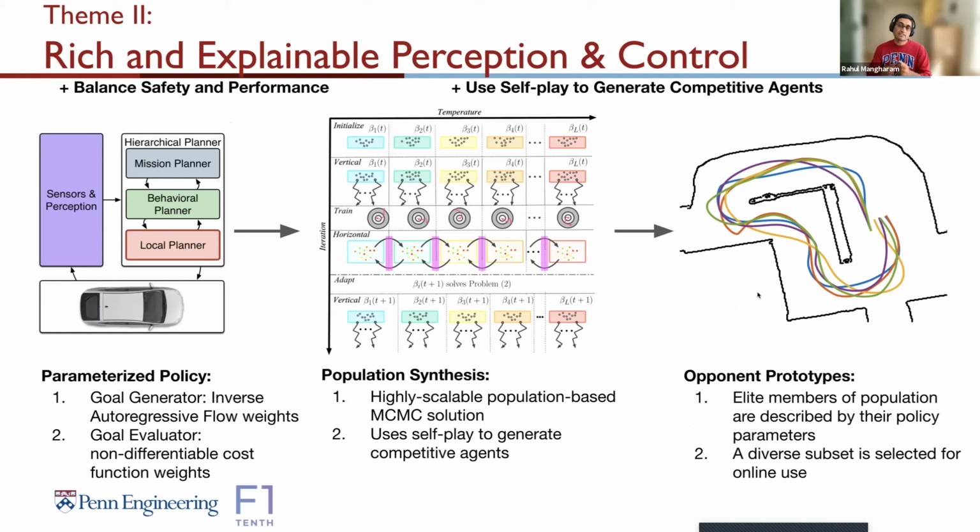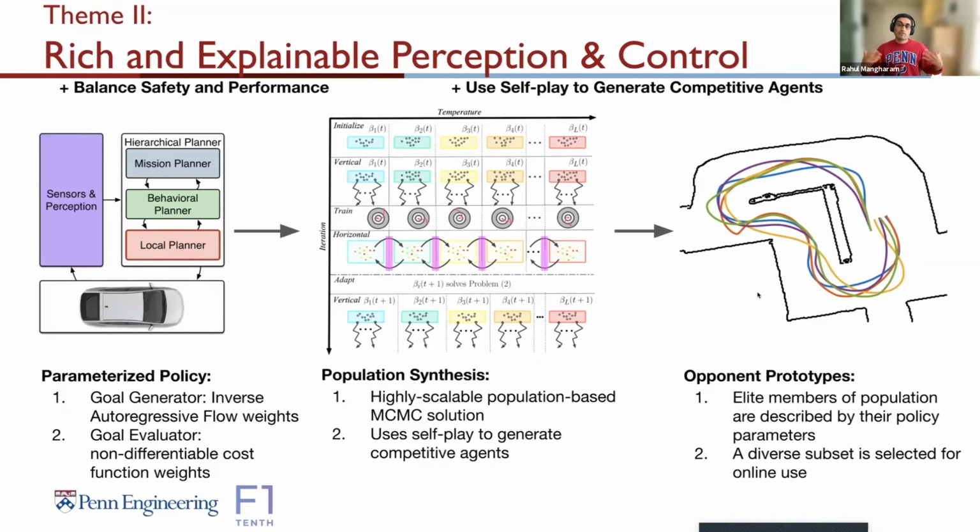And how do you deal with this tension? So we essentially use a self-play strategy to generate very competitive agents. And we are increasing our competence by finding a good diverse set of other types of agent and driving policies.